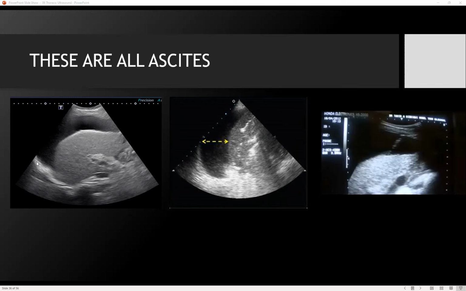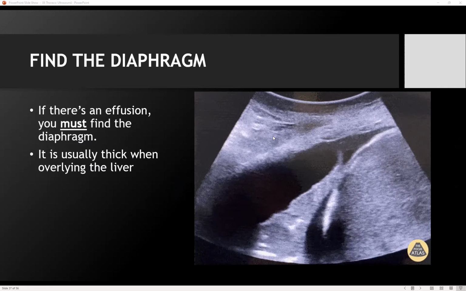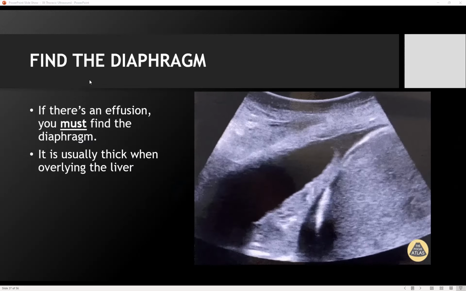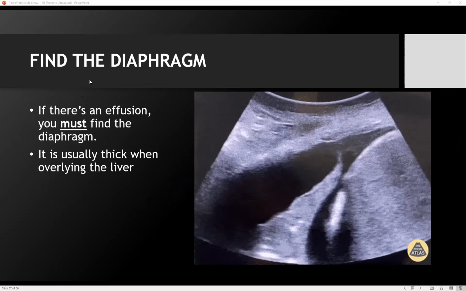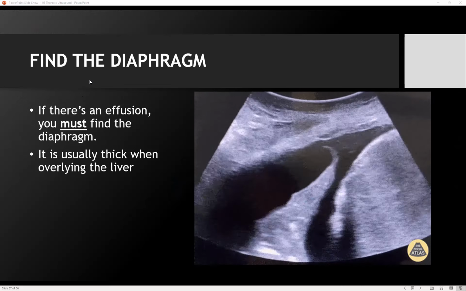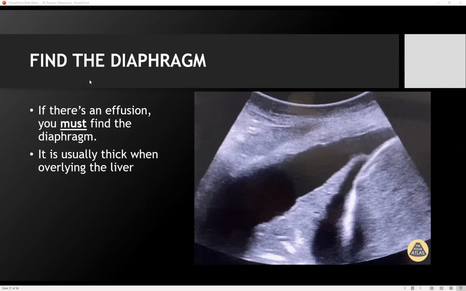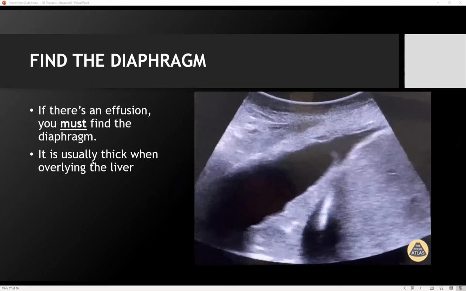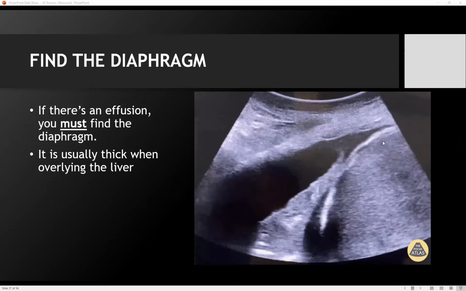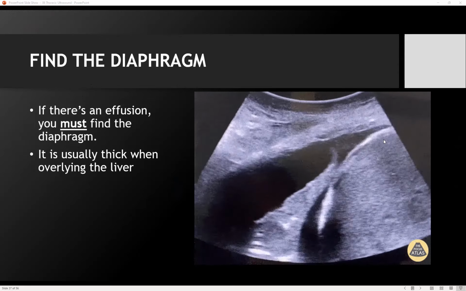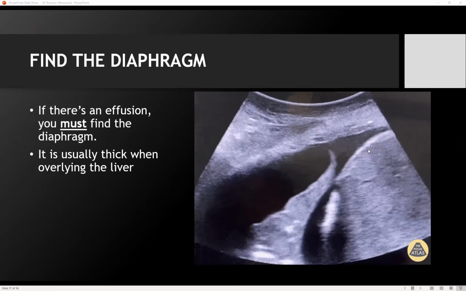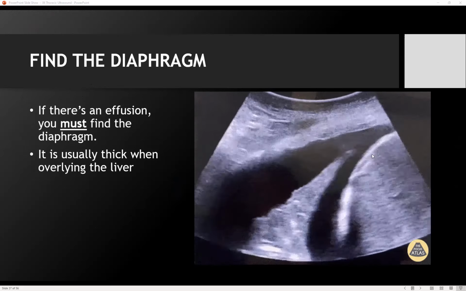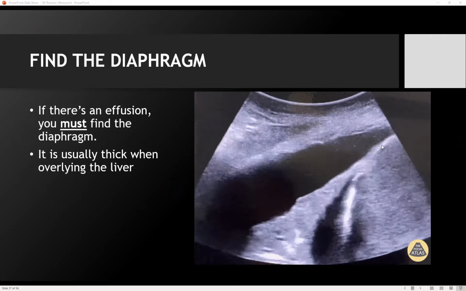This is your diaphragm. This is your diaphragm. Here, you don't see any diaphragm. So let me help us not make this mistake. If you are looking for a pleural effusion, you must find the diaphragm. If you do not find the diaphragm, then you don't know what you're seeing. Now, usually the diaphragm appears thick on ultrasound when it's overlying the liver. Some of that is the diaphragm mixing with the liver tissue, and it just looks thicker than it might be.